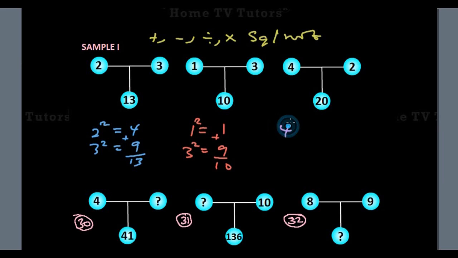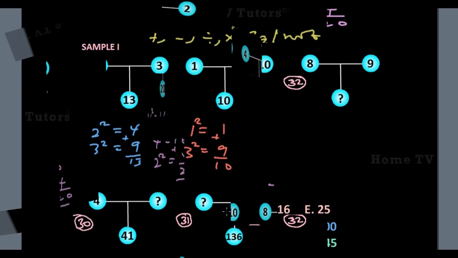The square of 4 gives us 16. And the square of 2 gives us 4. So 16 plus 4 gives us 20. So you use this pattern to solve these questions below.